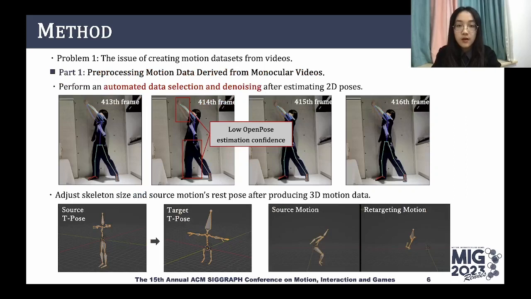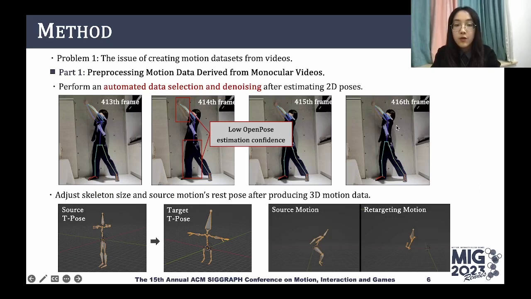First, let's start with the pre-processing to turn the motion data we extracted from videos into a suitable training dataset. Our framework employs a pose estimator, which uses OpenPose to estimate 2D poses from the video and then converts this into 3D poses. In cases where OpenPose estimation confidence is low for certain frames, we employ linear interpolation to produce more natural movements, or we just remove those frames altogether if necessary.